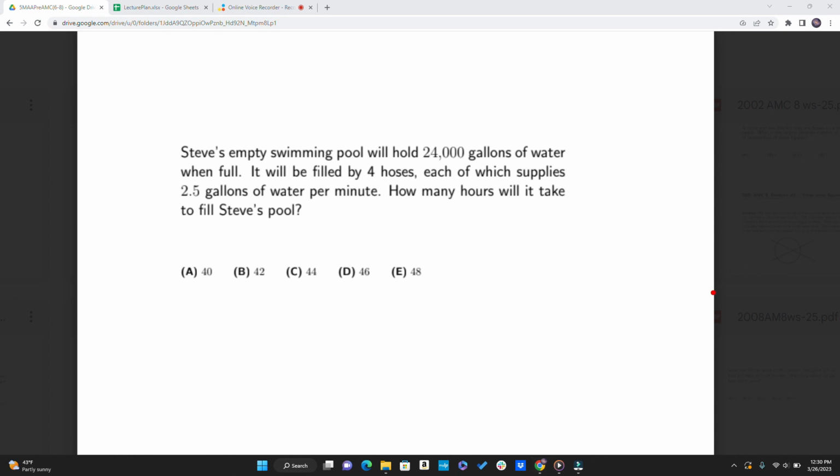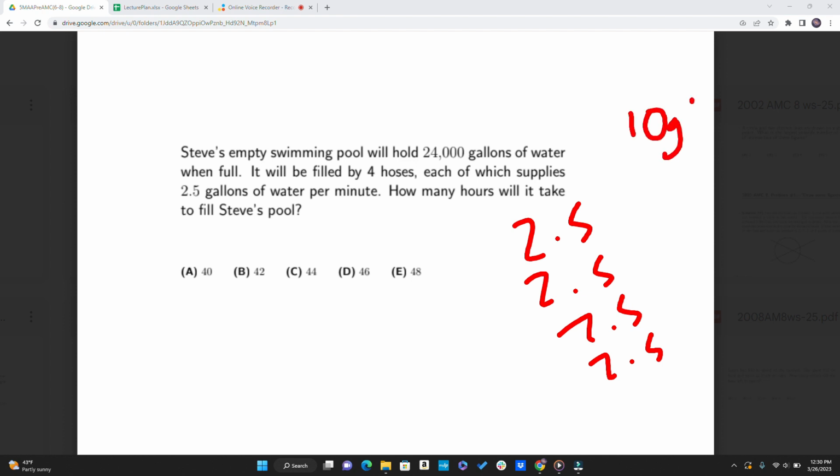Okay, we've got Steve's swimming pool. It will hold 24,000 gallons of water. It will be filled by 4 hoses, each of which supplies 2.5 gallons per minute. How many hours will it take to fill Steve's pool? So in total, we've got 4 hoses. So in 1 minute, they'll do 2.5 plus 2.5 plus 2.5 plus 2.5. That's 10 gallons per minute. So in an hour, that's 60 minutes, they'll have done 10 times 60. That's 600 gallons in an hour.